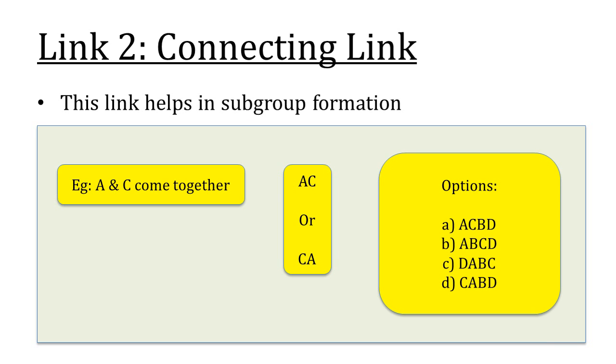Now if you see the options, options A and D are correct since they have A and C together in the form of AC or CA, whereas options B and C are wrong because A and C are placed separately.